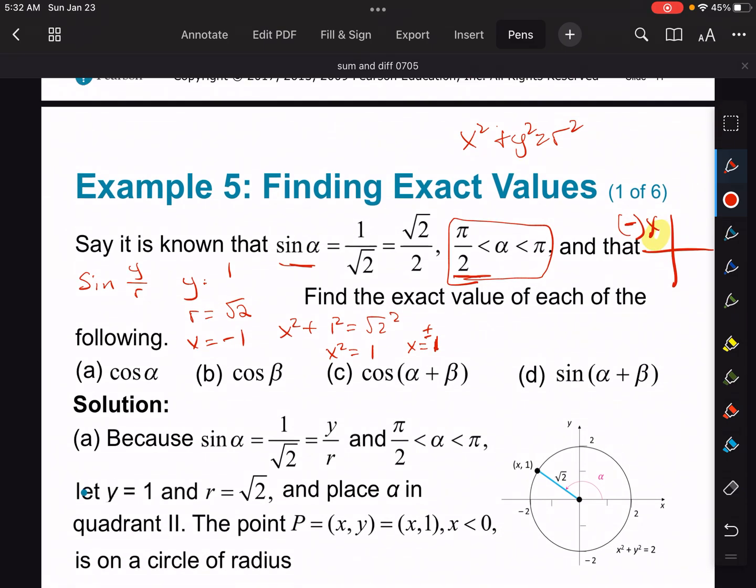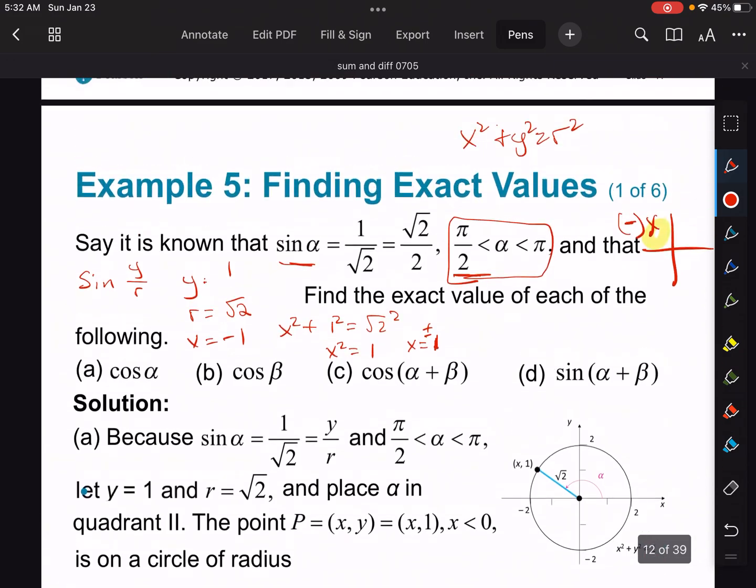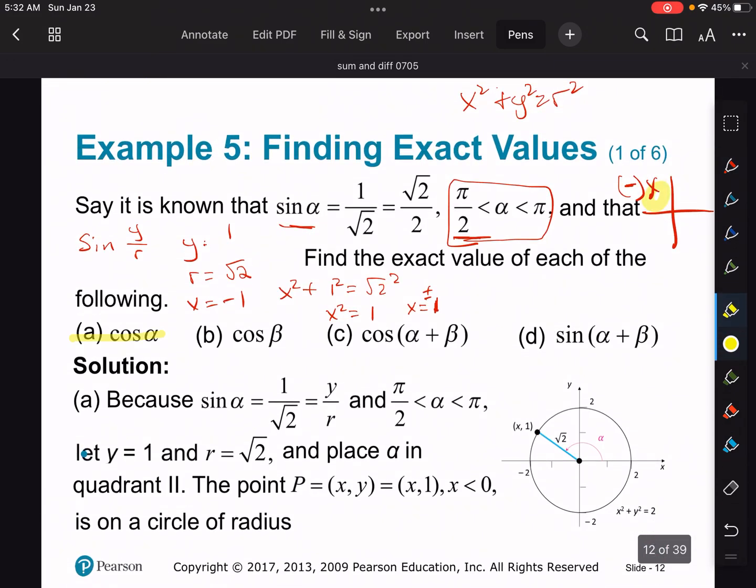Okay, so now what they want you to do is find these three things. They want you to find what's the cosine of alpha, what's the cosine of beta, what's the cosine of alpha plus beta, and then sine of alpha plus beta. Well, one thing that's an issue here is that we're missing a piece of the problem, which I will fill in here in a second. But for cosine of alpha, we can definitely find that right now. The cosine of alpha is going to be x over r. Well, in this case, x is negative 1, so it'll be negative 1 over root 2, which they might let you leave like that, but if you want to simplify that, you can multiply it by root 2 over root 2, and you get negative root 2 over 2.